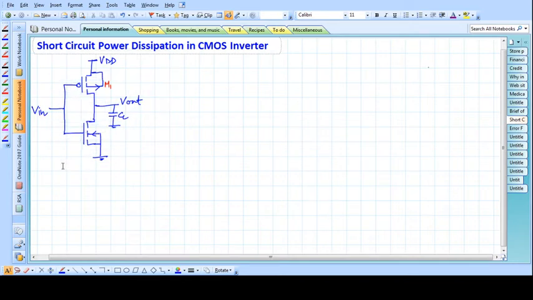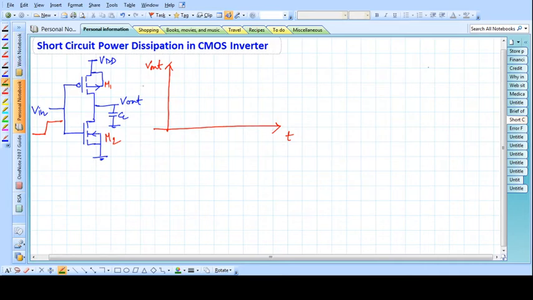Basically this is the CMOS inverter circuit where the M1 transistor is our PMOS and M2 is our NMOS, and we are giving the input. As we know, if we give the input low, output will be high, and when high, output will be low. And if we plot the VI characteristics, or we can say the output voltage characteristics, this is V output as a function of time.